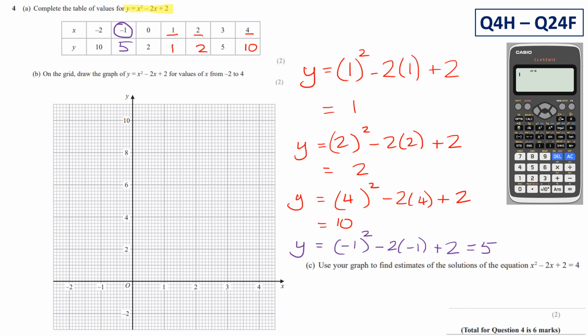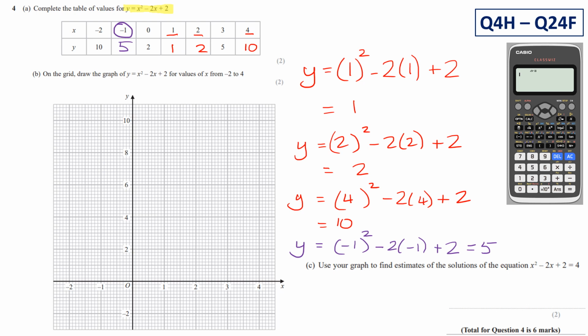Please make sure that you're checking those in the calculator. If you get all 3 values right, you'll get 2 marks. If you get 2 or 3 values in the table correct, you will still get 1 mark. So that's why I've worked through the positive ones first, just to make sure I'm happy with the concept of substitution. Okay, moving on to question B, I'm now going to plot my values.